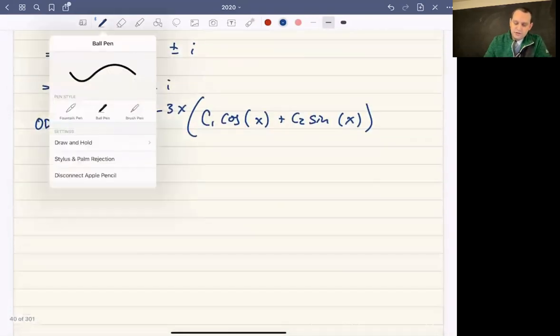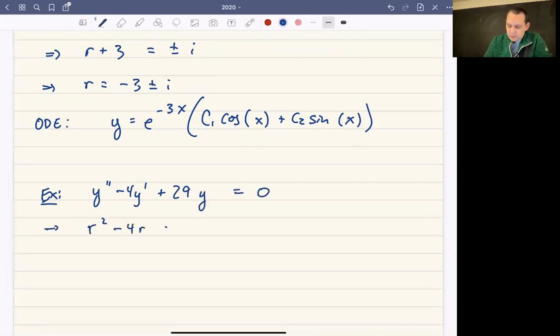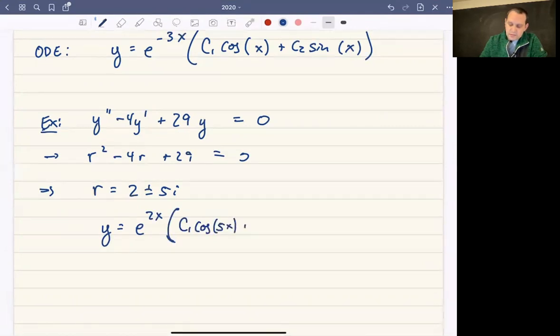Let's do just one more. Let's make it an interesting one. Let's look at y double prime minus 4y prime plus 29y equals 0. That's going to lead us to look at the equation r squared minus 4r plus 29 equals 0. It turns out that this is going to have solutions, and you can check this, 2 plus or minus 5i. And therefore, the general solution to our differential equation is going to be e to the 2x times c1 cosine of 5x plus c2 sine of 5x.